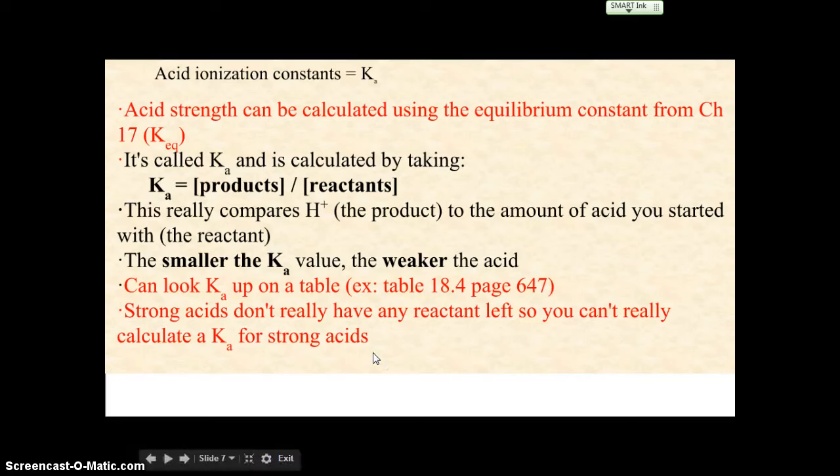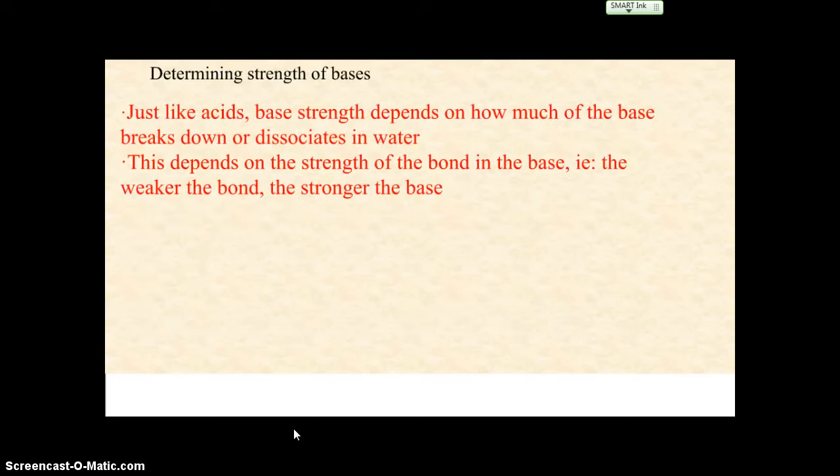And in fact, strong acids aren't considered to have any reactant left, so you really can't calculate a Ka value for strong acids since your denominator would be 0. So we just don't consider strong acids to have a Ka.